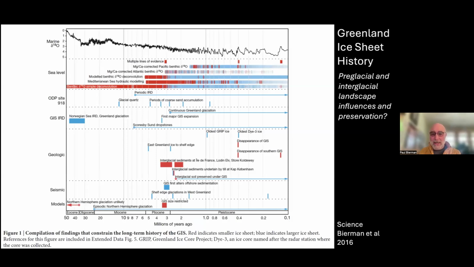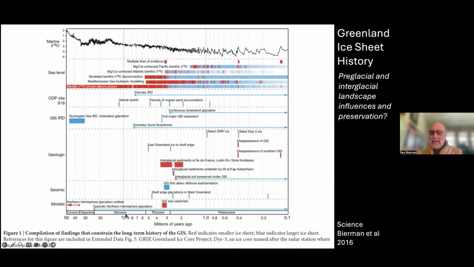This is a diagram that a team of us put together now 9 years ago for a paper in Science about the history of the ice sheet. And everything in blue suggests that the ice sheet was large and expanded, and everything in red suggests that it went away. And if you look to the bottom, this is the Pleistocene, there's the Pliocene and the Miocene.